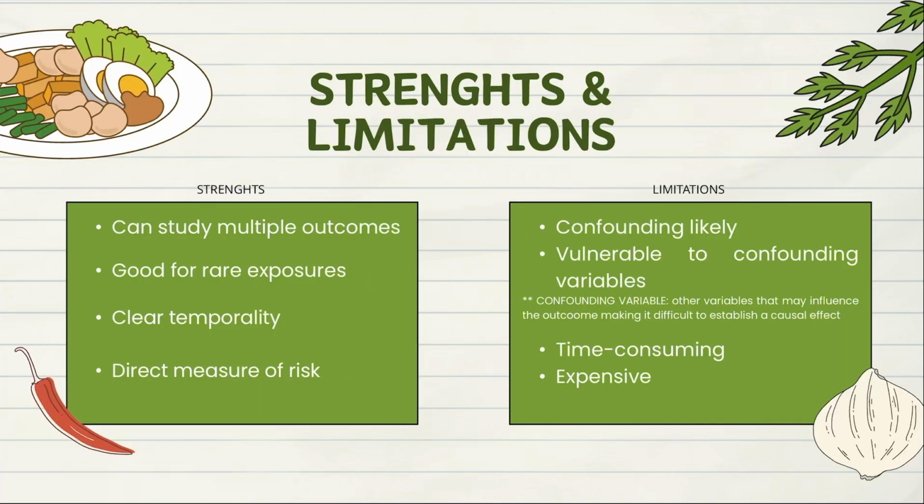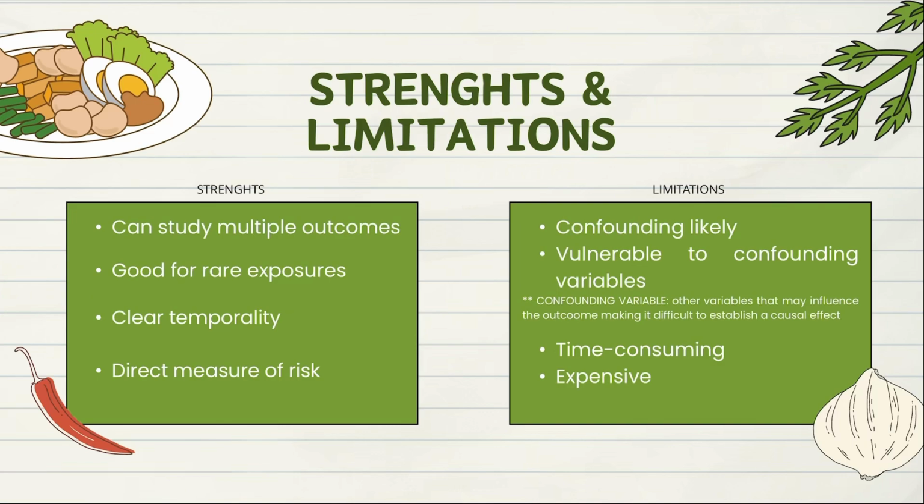Prospective cohort studies have several important strengths. Firstly, they allow researchers to study multiple outcomes related to one single exposure. Secondly, they are useful for studying rare exposures. And thirdly, because exposure is measured before the outcome occurs, they provide clear temporality and allow for direct risk measurement.